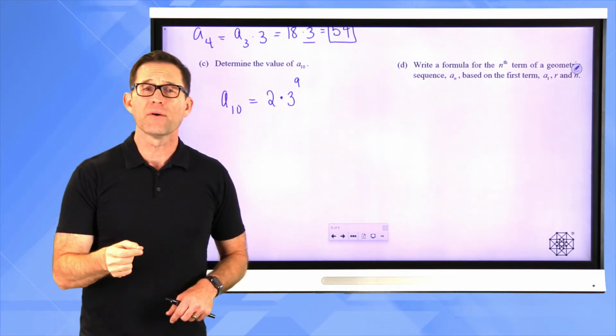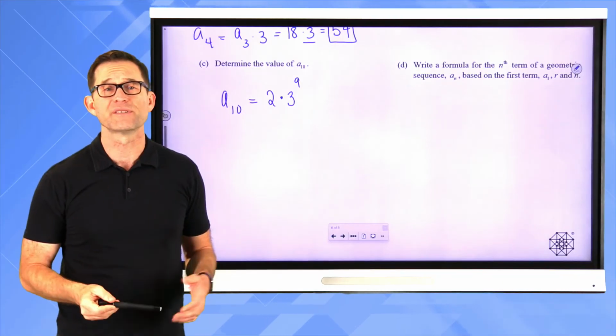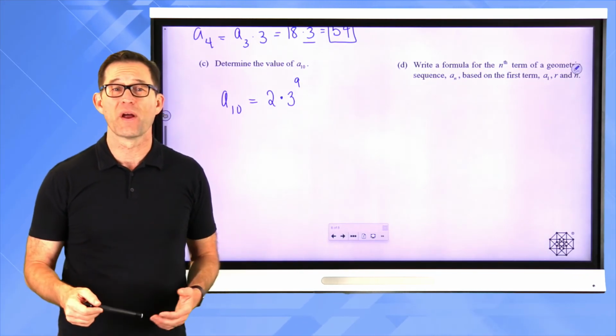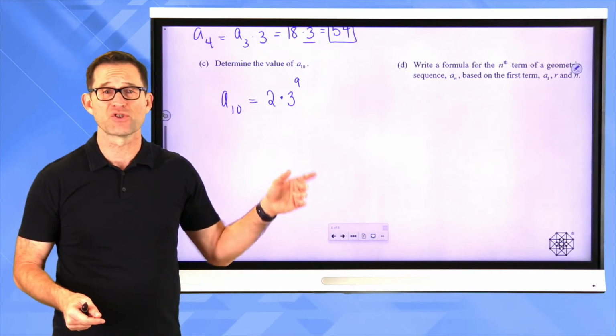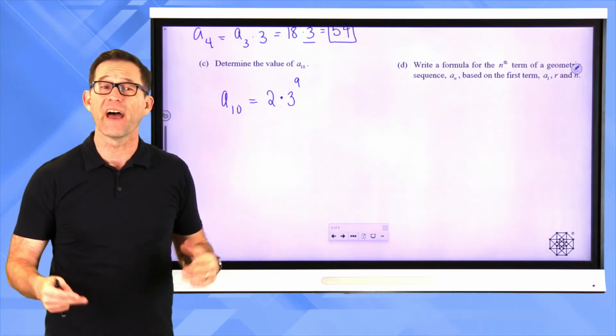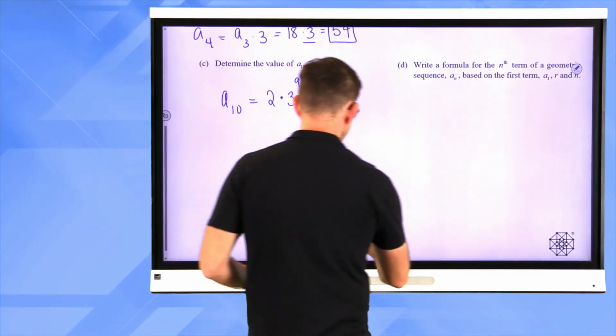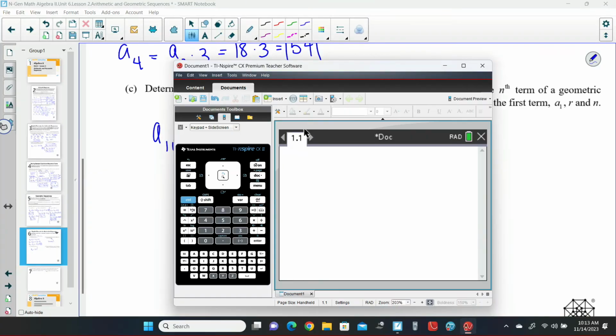And you can probably now see why I would much prefer to call this an exponential sequence rather than a geometric sequence, right? This looks almost exactly like an exponential function, right? A times b raised to the x kind of business. And of course for this, I definitely don't want to do that in my head, but I can definitely do 2 times 3 raised to the 9th on my calculator.